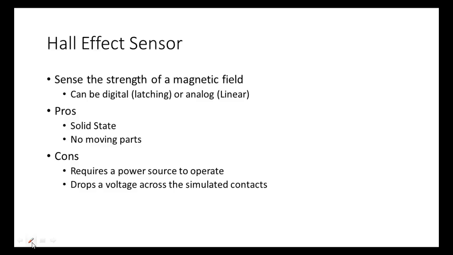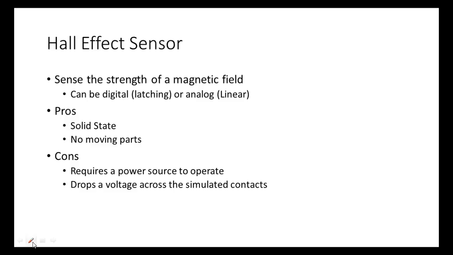A switch, if that switch is good, when you close it, it's not going to drop any voltage. Solid state devices cannot do that because they are not switches. They simulate switches, but they are not switches. So those simulated contacts, even though they're solid state, will drop a voltage, even though it's usually less than 1 volt, unless it's a certain type.